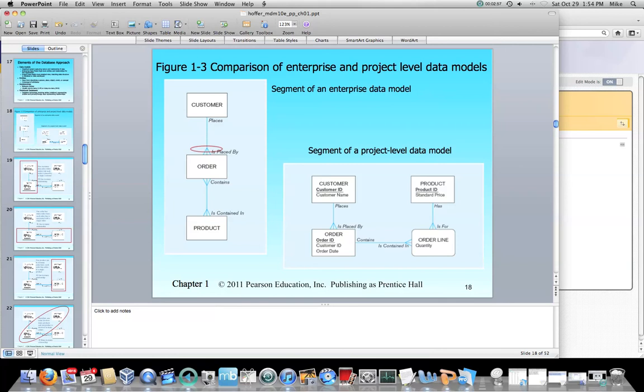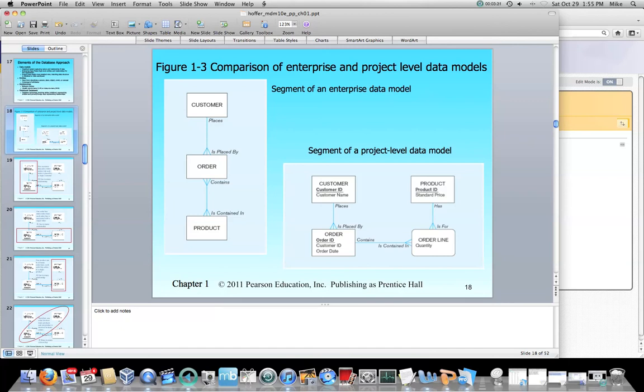Right, so this right here, that is a crow's foot, which implies that there is a many. So a customer can submit many orders, whereas since there is no crow's foot on this side, this is telling us that any particular order can be associated with one and only one customer. And we'll get into that in other slides. So you can see that this is fairly simple, fairly high level.